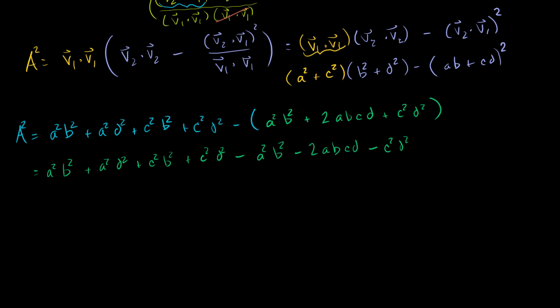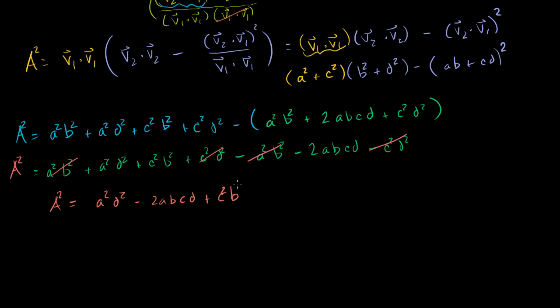Now, it looks like some things will simplify nicely. And remember, all of this was equal to our area squared. We have an a squared b squared, and we have a minus a squared b squared. They cancel out. We have a minus c squared d squared and a c squared d squared, so they cancel out. So all we're left with is that the area of our parallelogram squared is equal to a squared d squared minus 2abcd plus c squared b squared.